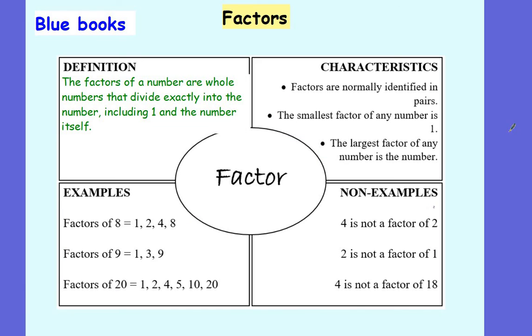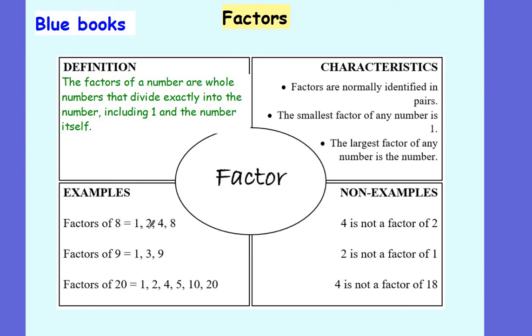Okay, so this is what I thought of when I was thinking of factors. I said factors of a number are whole numbers that divide exactly into the number, including 1 and the number itself. So we can multiply each of those factors by a whole number to give our final answer. I said characteristics, we normally identify them in pairs, that's when we were looking at factor pairs. The smallest factor of any number is always 1, because we can always have 1 times 4 is 4, 1 times 8 is 8. And the largest factor of any number is always the number itself.